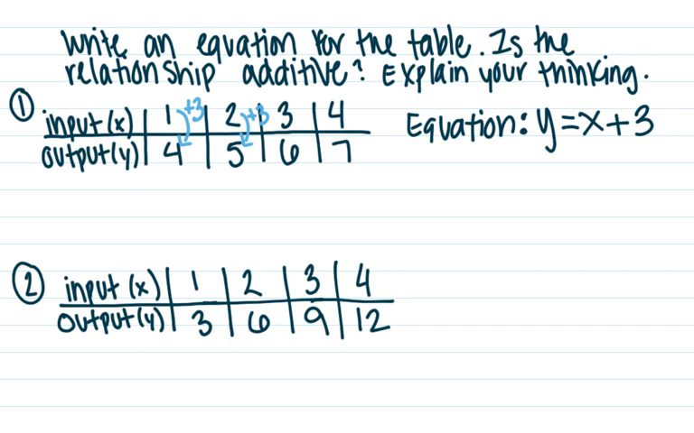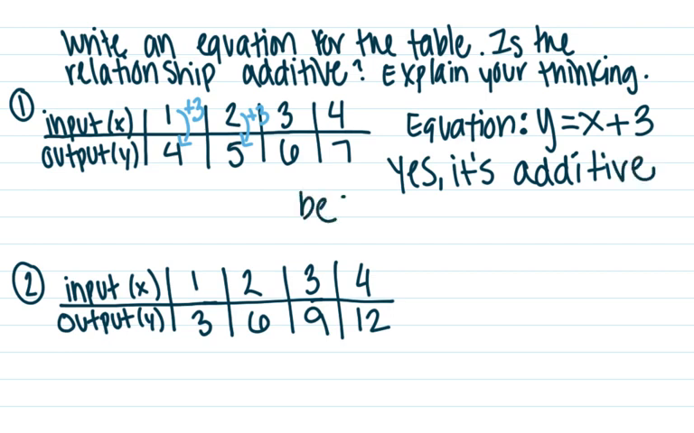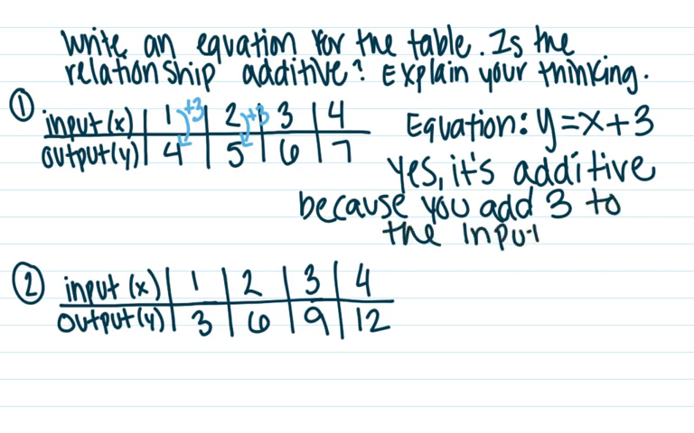So am I adding to my inputs to get my outputs? Yes, I am. So when it asks me, is this additive? I can say, yes, it's additive. And how do I know? Because I'm adding 3 to the input. It's additive, and I'll say because you add 3 to the input. Again, your explanation doesn't have to be super complicated. It can just be, hey, I'm adding to get my output. I'm adding 3 to my input.